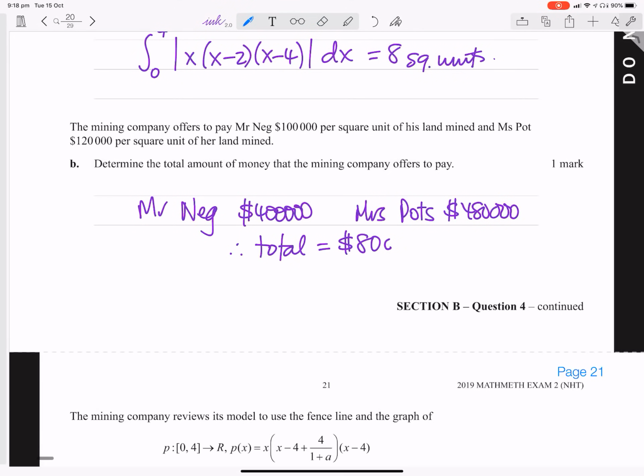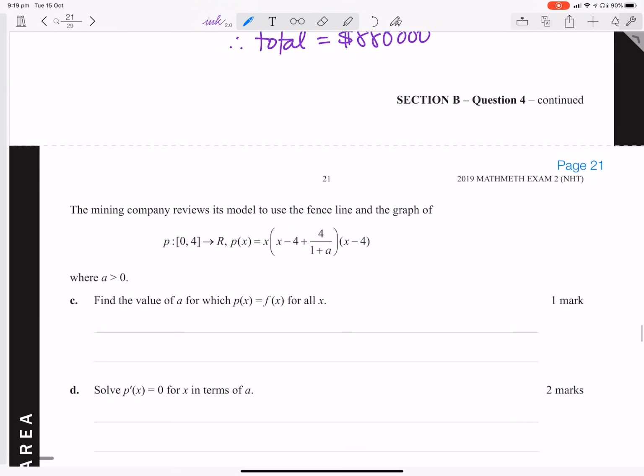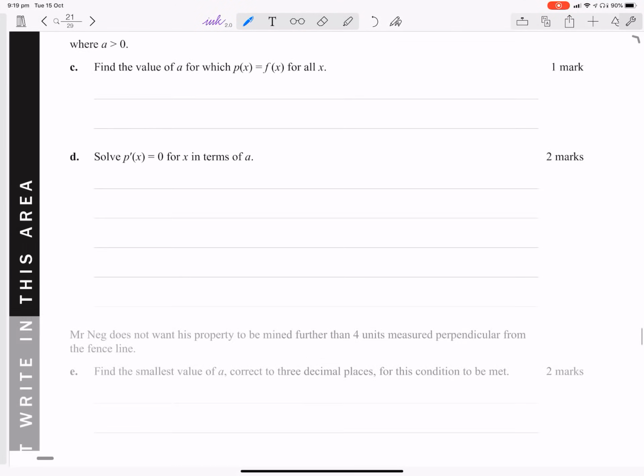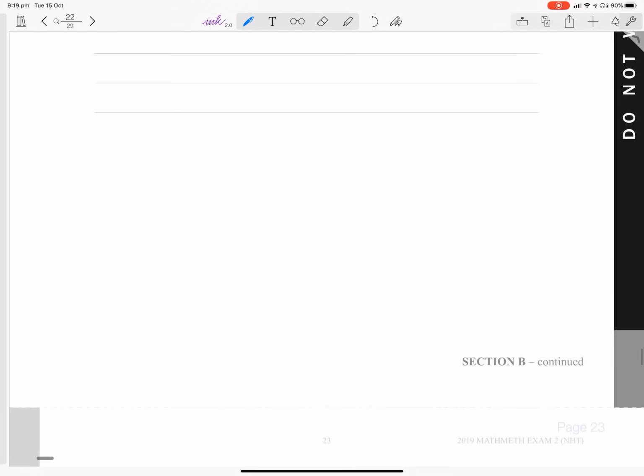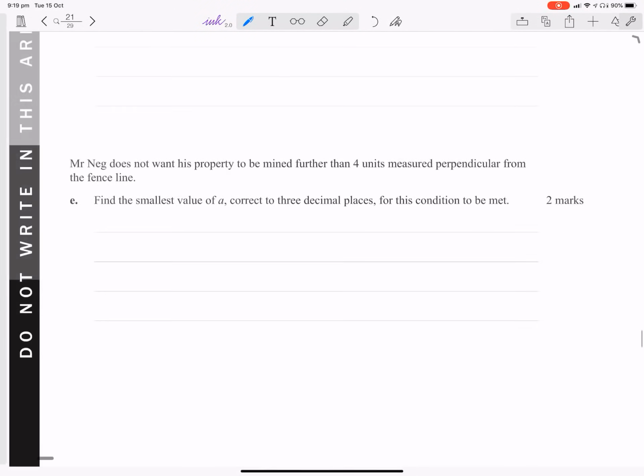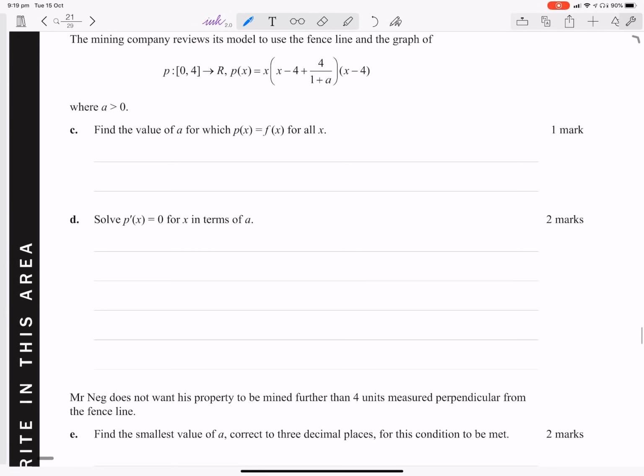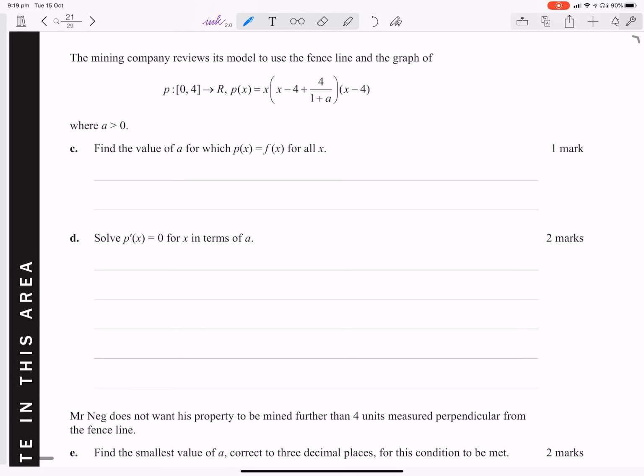I don't even understand what, something must be going to happen with this question. The mining company. Oh, this is one of these questions that goes on for quite a while. The mining company reviews its model to use fence line and the graph 0 to 4, p of x minus 4, form 1 plus a. P of x equals f of x.